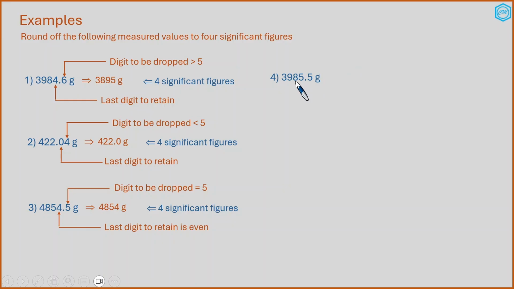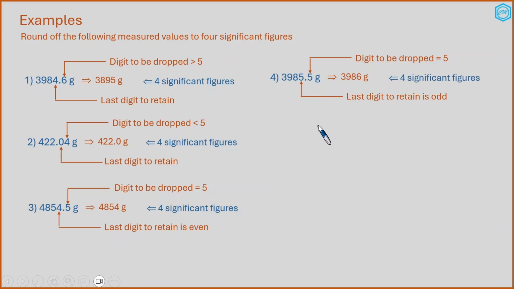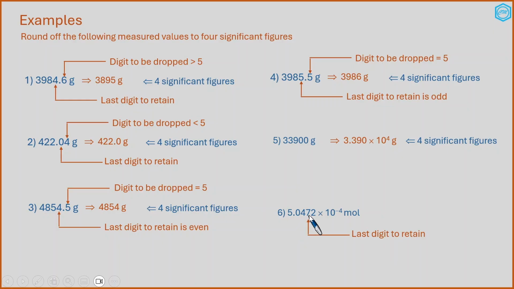And here it is 3985.5 gram. The last digit to be retained is odd and the digit to be dropped is equal to 5. So it increases by 1. So the rounded off value is 3986 gram. Again 4 significant figures. First we have to write this number in the scientific notation, that is 3.390, so that we get 4 significant figures. Now this number, the last digit to be retained is 7, so that the number of significant figures is 4, and the digit to be dropped is 2, which is less than 5, so it remains as such.